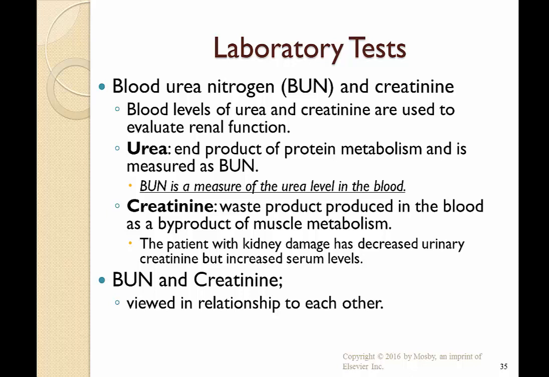A sudden rise in BUN and creatinine ratios occurs in acute kidney failure and can be associated with shock, dehydration, and bleeding. Low BUN to creatinine ratios are seen in patients with low protein diets, muscle injury, cirrhosis, or SIADH, which is syndrome of inappropriate antidiuretic hormone.